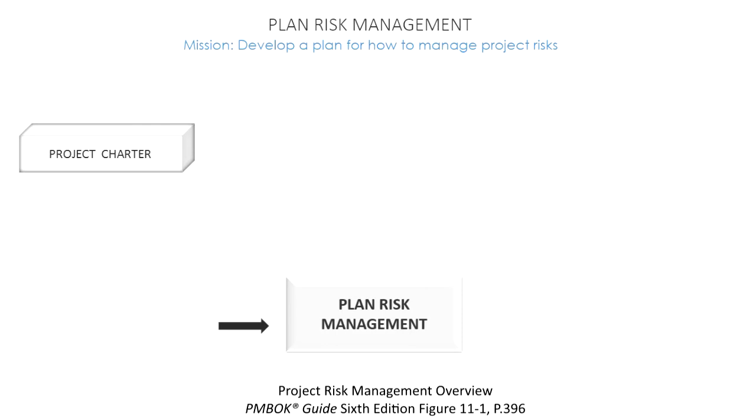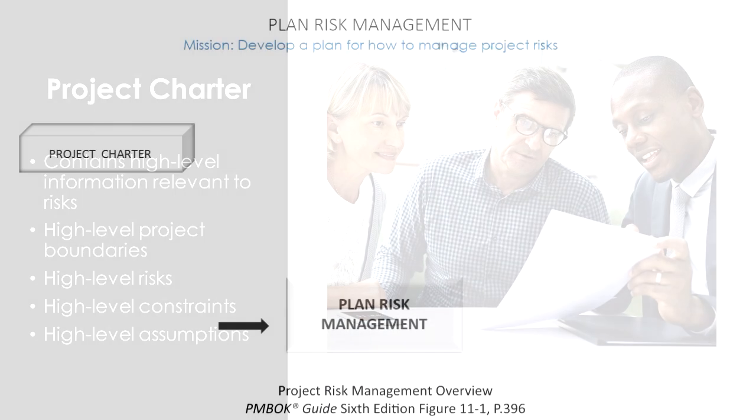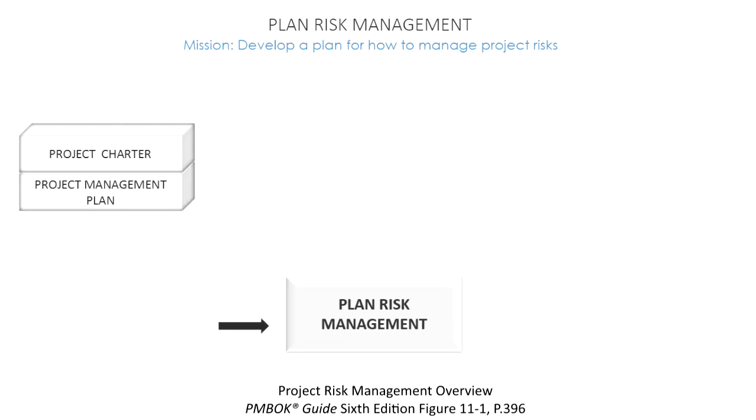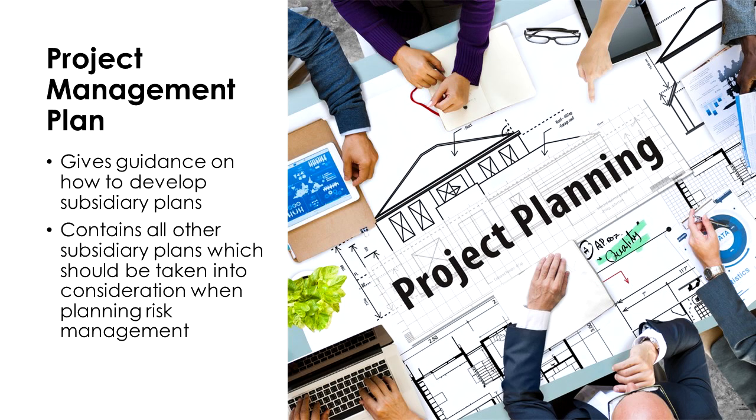Let's take a look at our inputs here. You've probably seen the recurring theme of the project charter and the project management plan as inputs to several planning processes. Well, we have the project charter here again, and the project charter contains high-level project descriptions and boundaries, as well as high-level project risks. So it is a relevant input here. The next input is the project management plan. Risk cuts across all knowledge areas, and for that reason, any available plans, subsidiary plans, should be considered. Of course, these subsidiary plans reside in the project management plan as a whole, so this is a valid input.